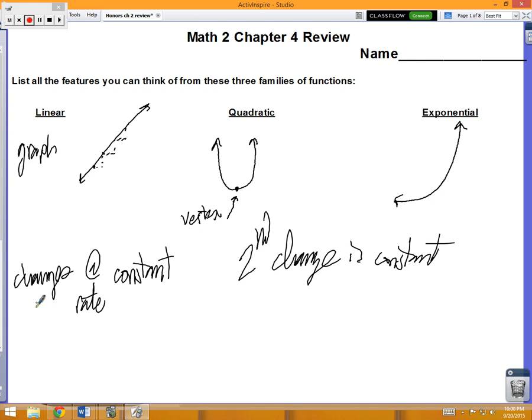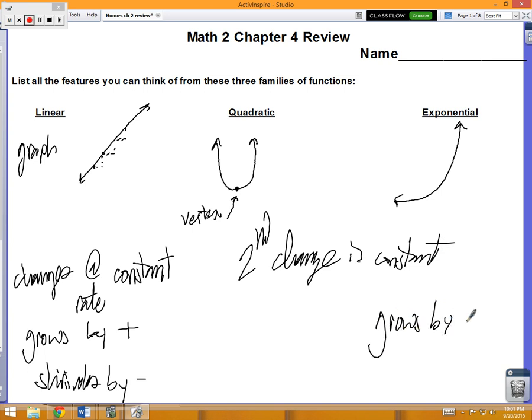So the linear changes by addition and subtraction, grows by addition, shrinks by subtraction. And that's kind of the same with quadratic. Grows by addition, shrinks by subtraction. Exponential, it grows by multiplication, and it shrinks by division. So exponential changes the very, very fastest.